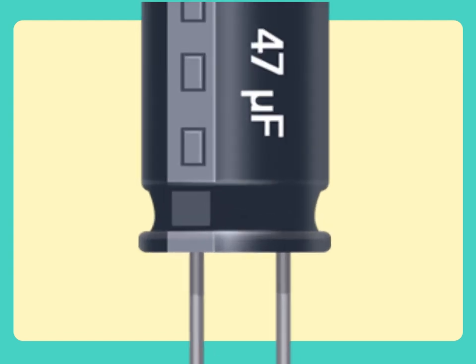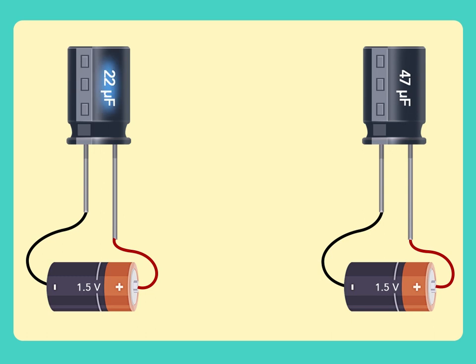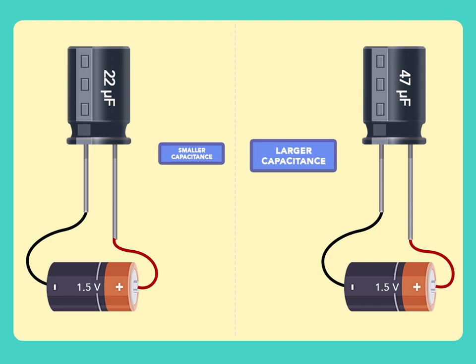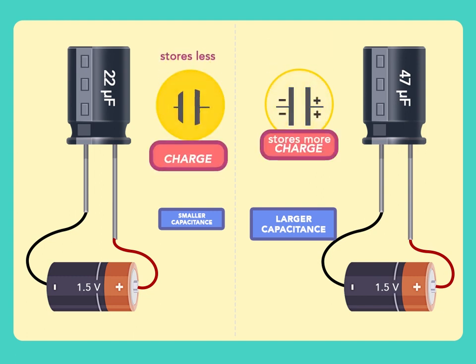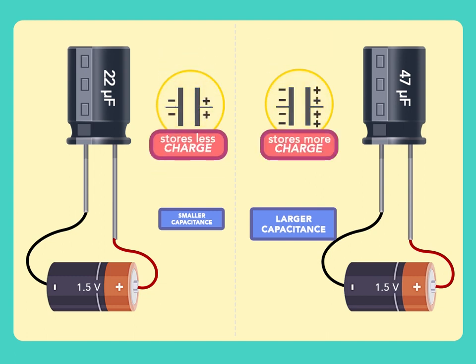If we connect two capacitors with different capacitances to the same DC voltage, the capacitor with the larger capacitance can store more charge before the voltage across it is equal to the applied voltage and thus stops charging.